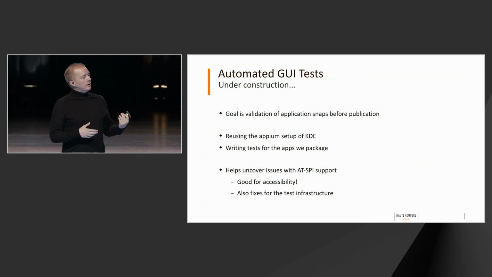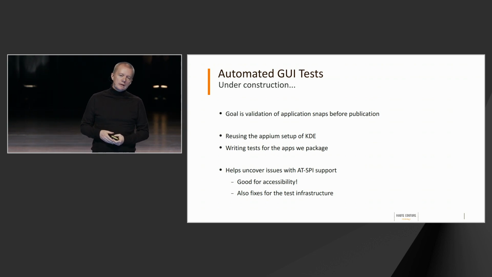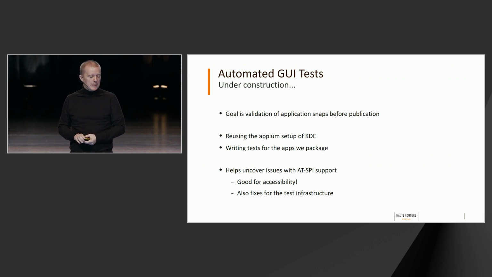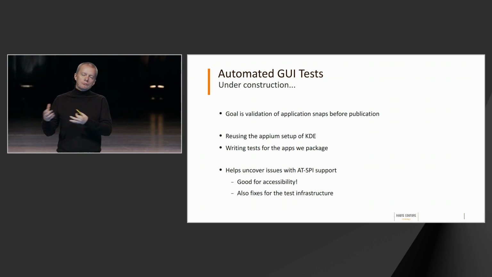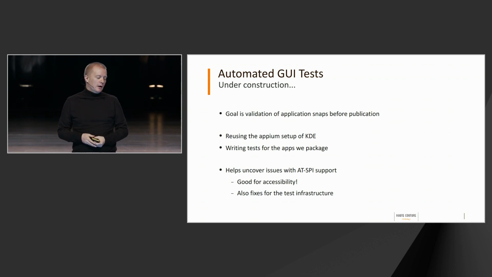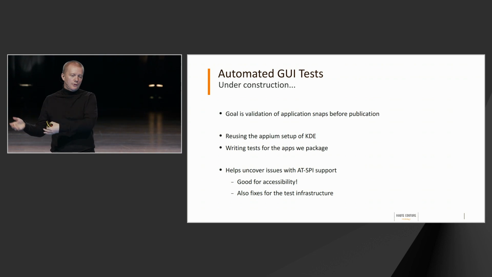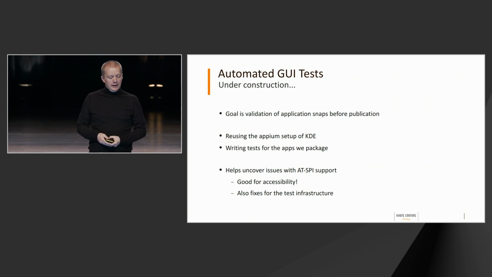For that, we're using the Appium setup, which is used in KDE, which is ramping up as I speak. There were just a few guinea pigs when we started. So we've been writing tests for the applications that we package. It goes through AT-SPI, the accessibility layer. And so we actually found issues with the AT-SPI implementation in some bits. That's good, because by doing this, we improve the accessibility of what's produced by the KDE community. And we also found issues in the test driver itself, so that helps to fix the test infrastructure for the community.